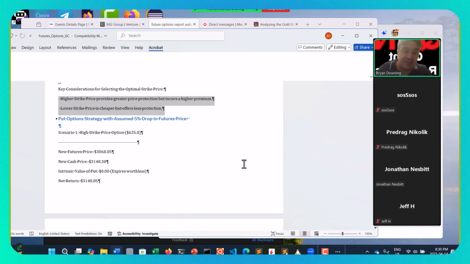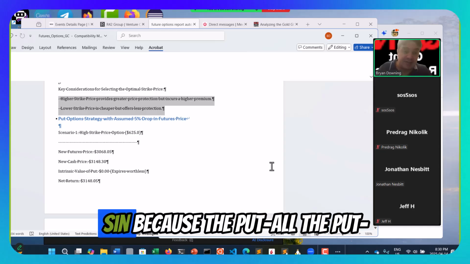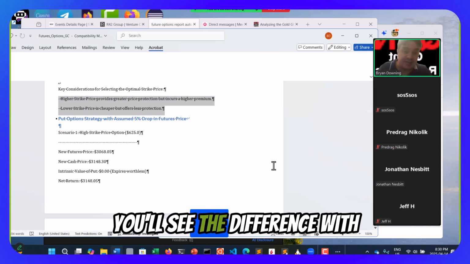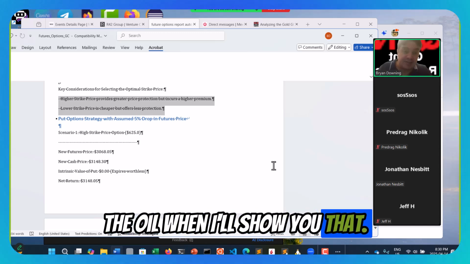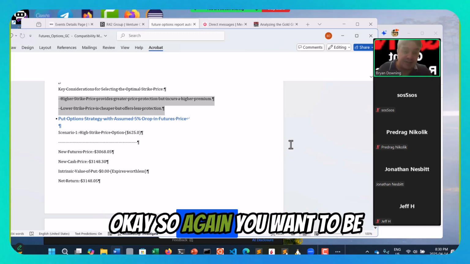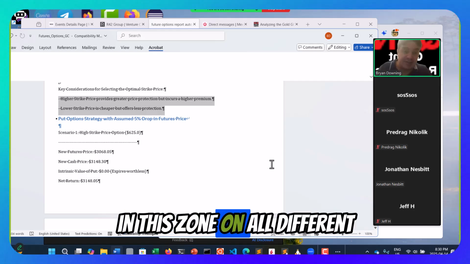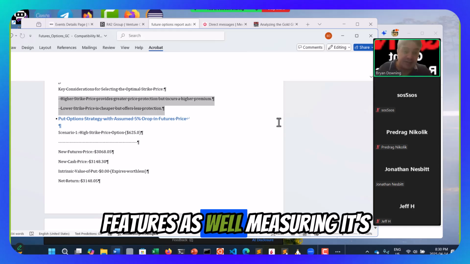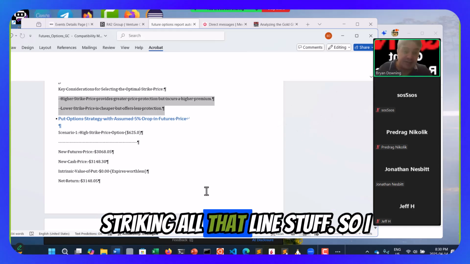So the micro ES has a call put volume ratio of 0.97 right now. Well, that's neutral, I guess, because, as I said, the put call parity is kind of in line. You'll see the difference with the oil when I show you that. Okay. So again, you want to be in this zone on all different options you put on and the futures as well, measuring your strike and all that fun stuff.